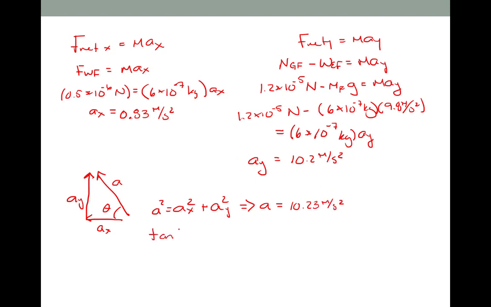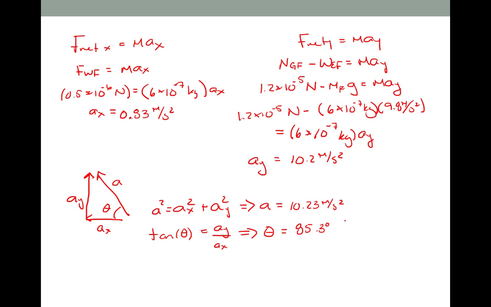And I can use tangent of the angle, which is going to be ay over ax, to determine that the angle is 85.3 degrees. And that concludes that example.